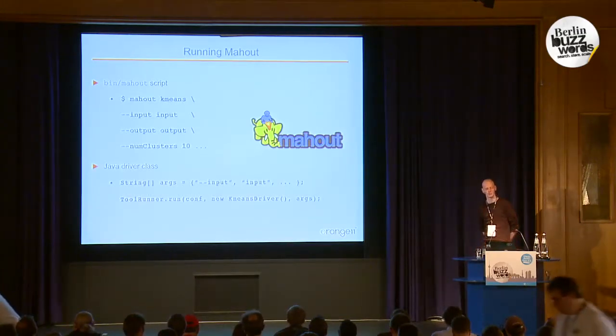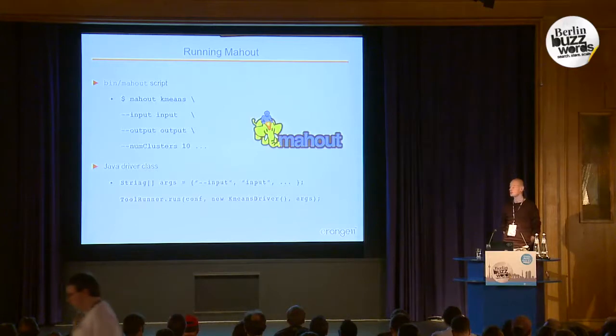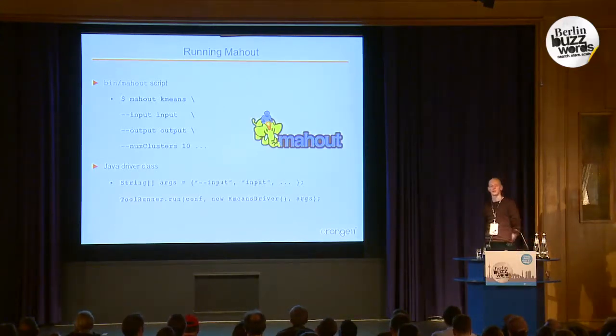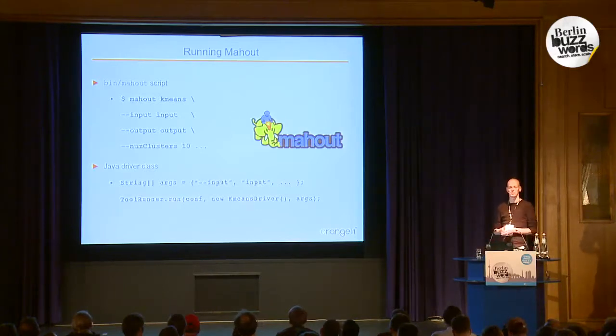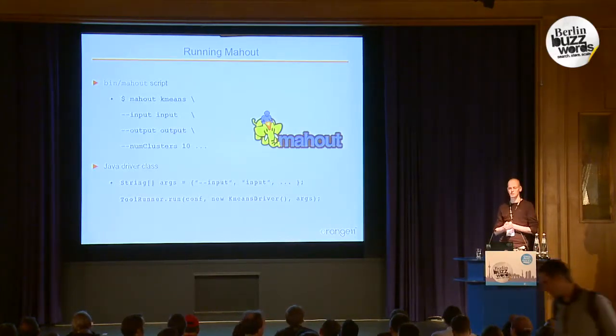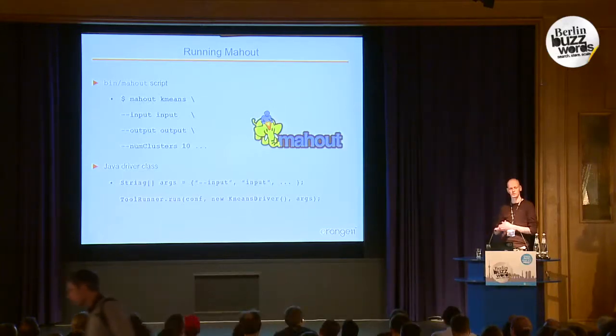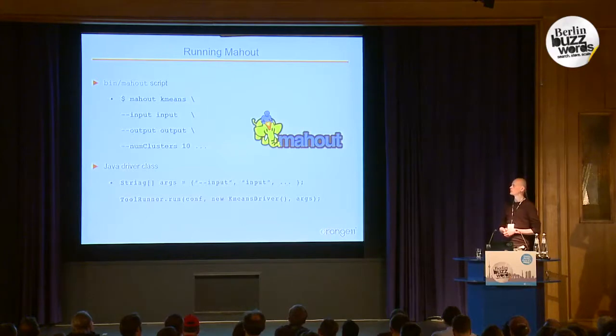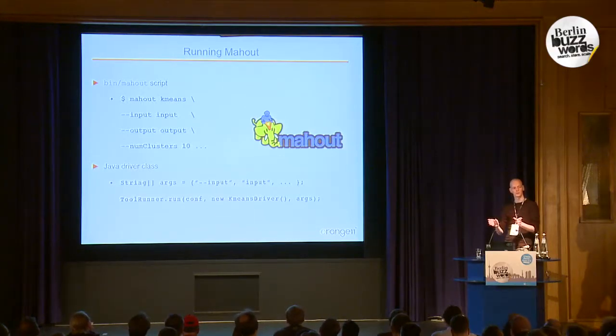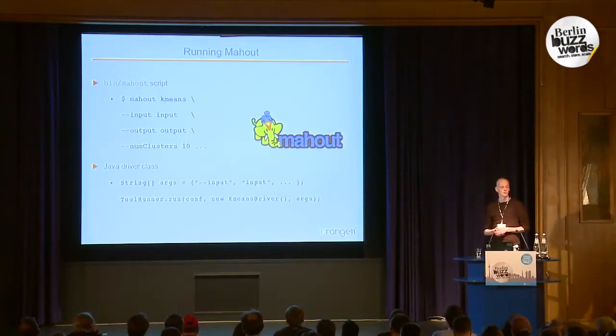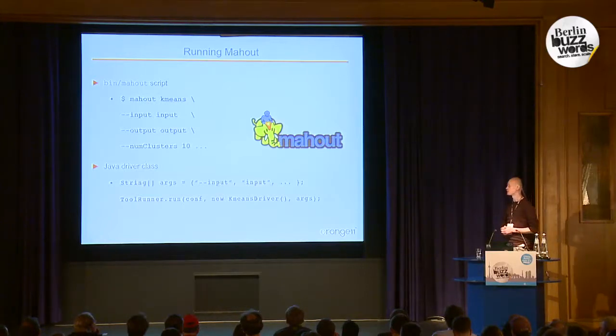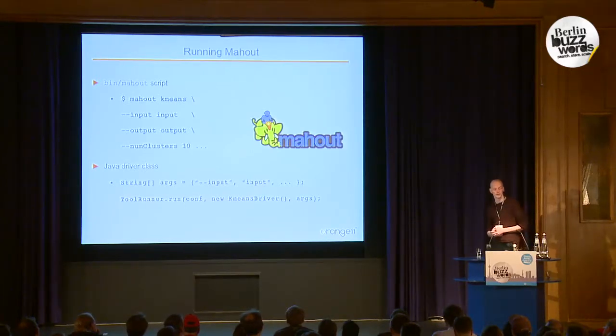So how do you run Mahout then? There are two ways to run it. You can either use the Mahout script, and you can run a certain program. And usually, if you want to do recommendations or clustering, you would have to run several jobs in sequence to get the result you want. So in this case, you could run the k-means clustering algorithm, and you just pass in a bunch of parameters, like where your data comes from, where it has to be stored, and some other things like the number of clusters you want in this case. But also you can run your algorithm from Java using the driver class. So in this case you use Hadoop's ToolRunner, you pass in the configuration and then your arguments, and then you can just run your job from Java.